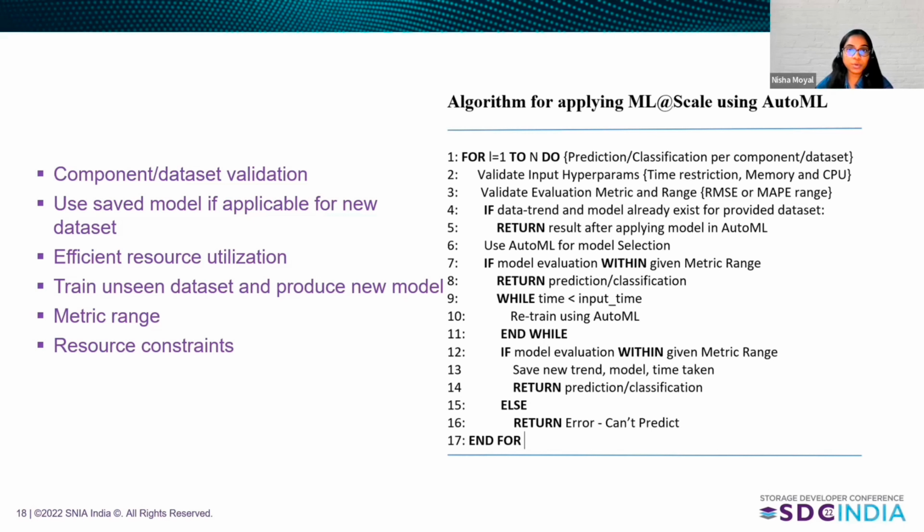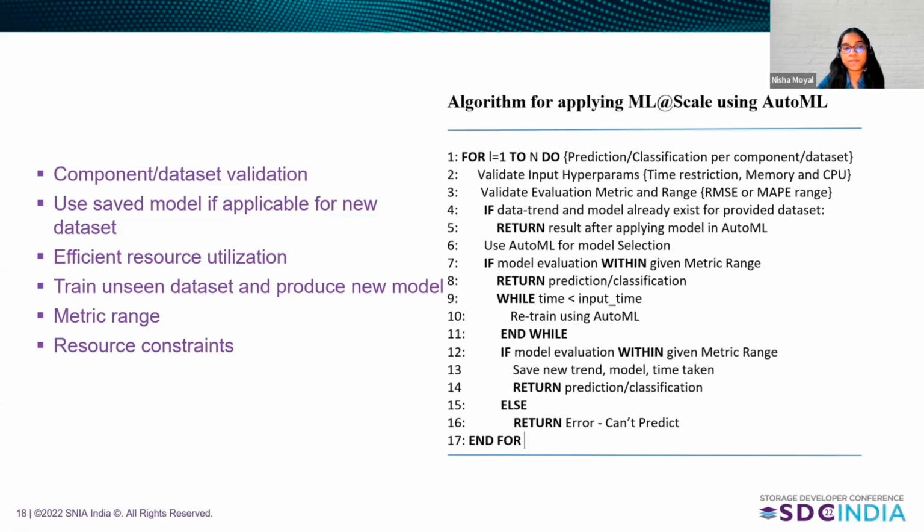If there is a saved model which can be used for the given data set, then AutoML will leverage that saved model. If we don't find any model which can be used for the given data set, then AutoML needs to be instructed to train on the given data set with the resource restrictions and metric range provided, and give an accurate model that gives good predictions. The newly obtained model will be saved with the data trend and the applied resource restrictions for future purposes.